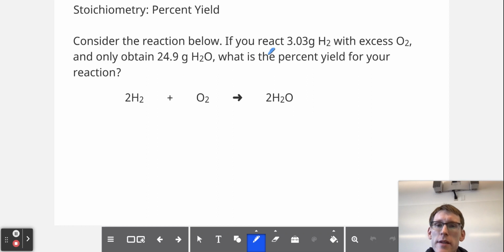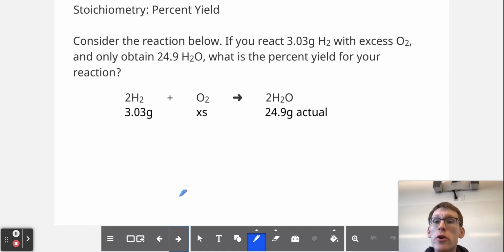And so let's consider this problem right here. If we have 3.03 grams of hydrogen and we react it with excess oxygen, we can figure out what we theoretically should get in terms of the amount of water. But let's say that we measure at the end and we find there are 24.9 grams of water. Let's compare that amount that we actually got, our actual yield, to the theoretical yield that we could have got and figure out a percent.